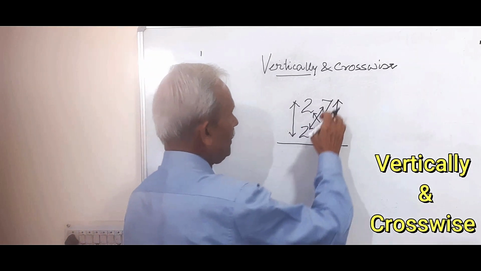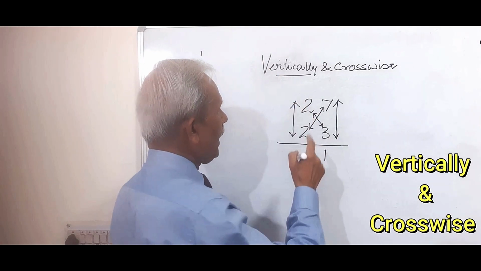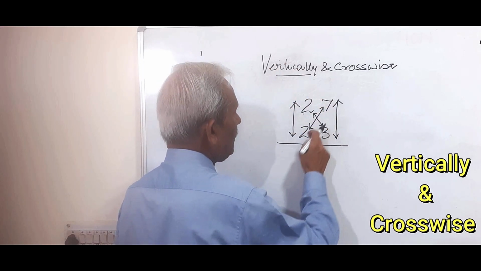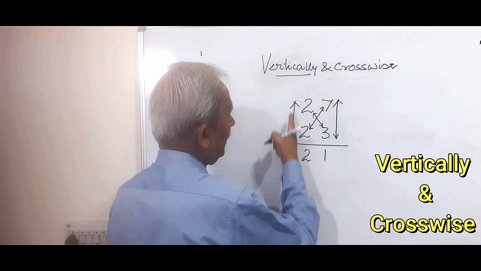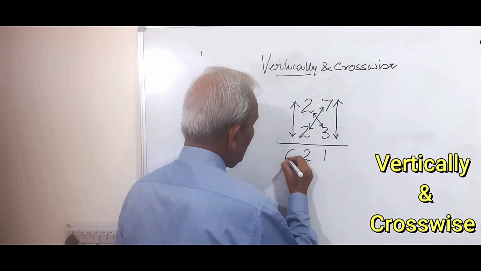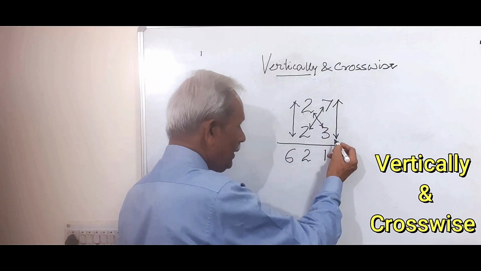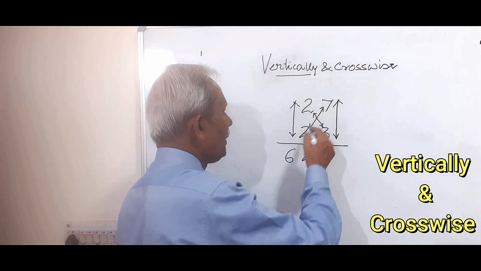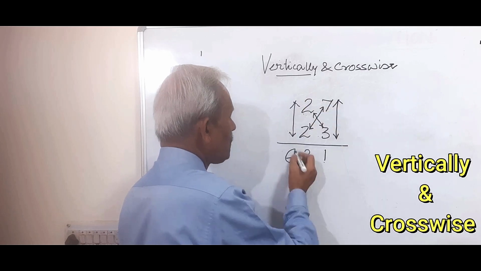How? First vertically, 7 into 3, 21. I write 1 here and 2 is carry. Then 2 into 3 crosswise is 6 plus 2 carry, 8, plus 7 into 2 is 14. 14 plus 8, 22. I write 2 here and 2 is carry. Now vertically, 2 into 2, 4 plus that carry 2 taken, 6. So the answer is 621. I'll show you once again. 7 into 3 is vertically 21. We put 1 here. 2 is carry. 3 into 2, 6 plus 2, 8. 7 into 2, 14 plus 8, 22. 2 here, 2 carry. 2 into 2, 4 plus 2, 6. 621.